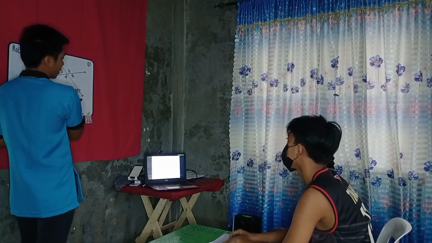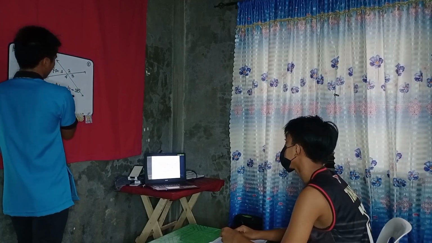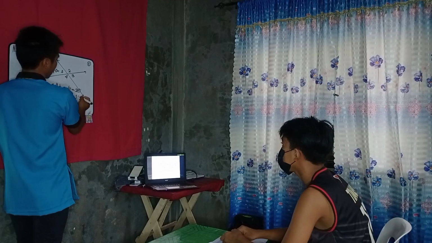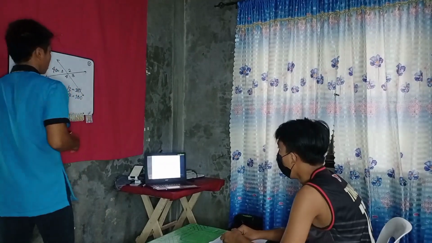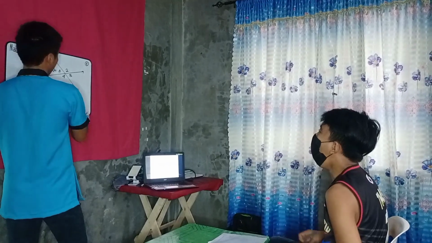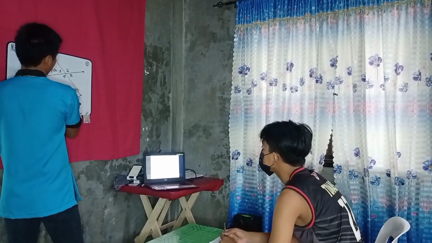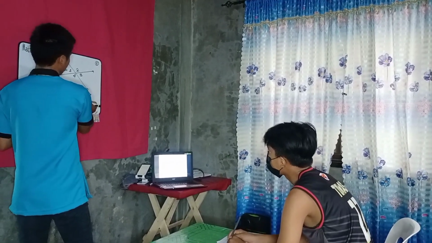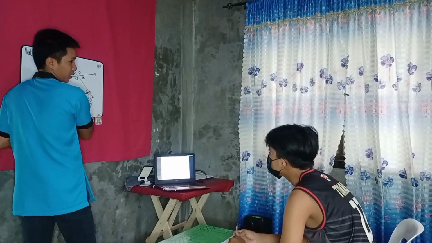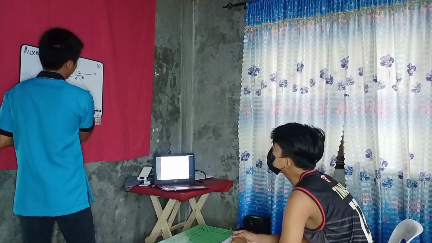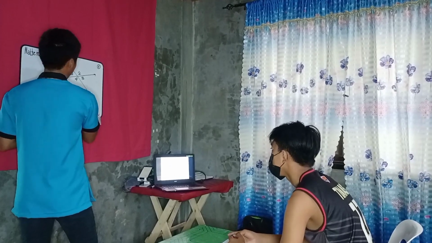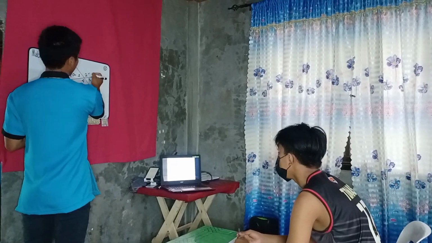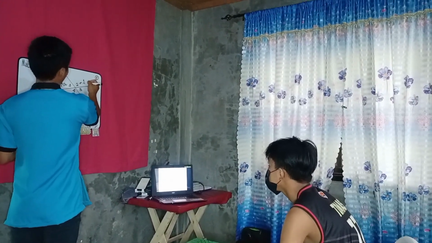What is the measurement of our angle 1? 40. Plus the measurement of angle 2 is equal to 180. Since what we are going to look for is the measurement of angle 2, we are going to subtract 40 from 180. So, 180 minus 40 is 140. So, the measurement of our angle 2 is 140.